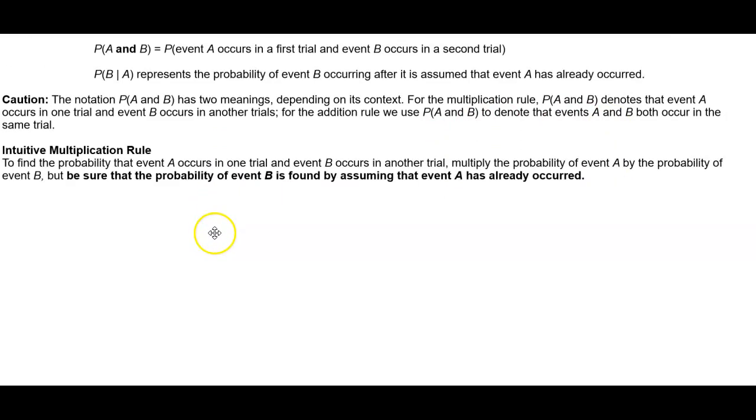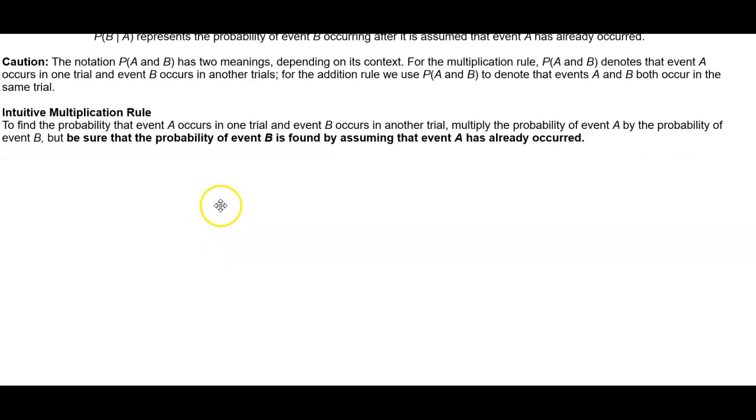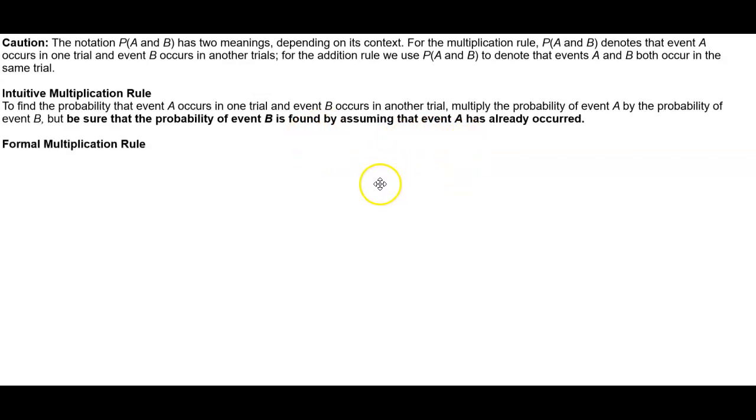Now we have the intuitive multiplication rule. To find the probability that event A occurs in one trial and event B occurs in another trial, multiply the probability of event A by the probability of event B, but be sure that the probability of event B is found by assuming that event A has already occurred.